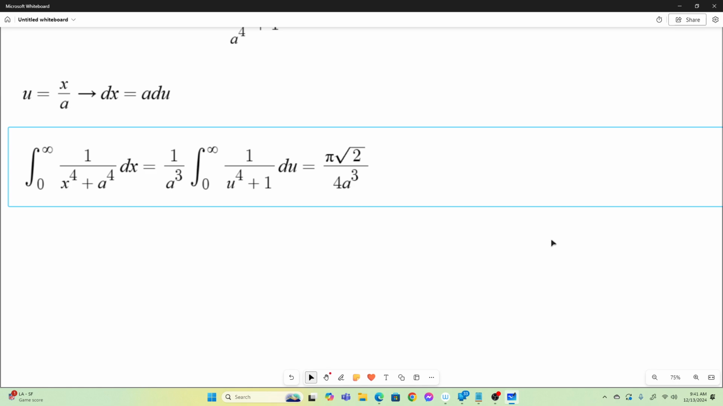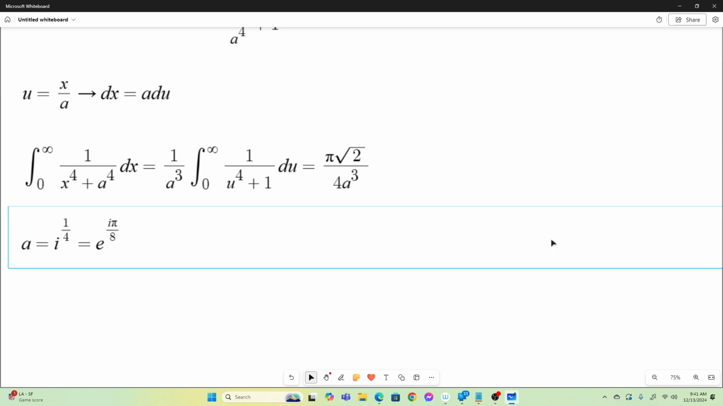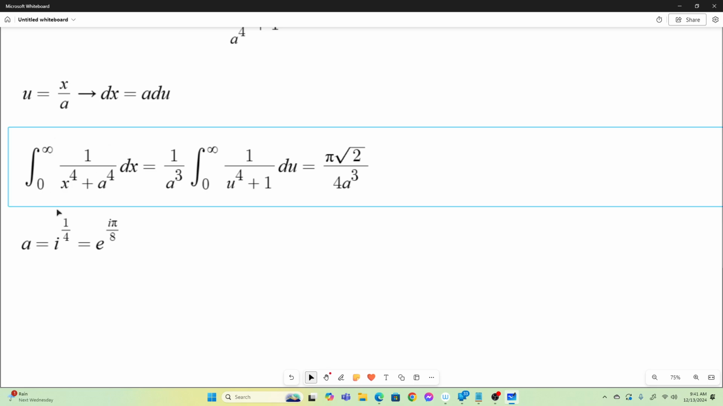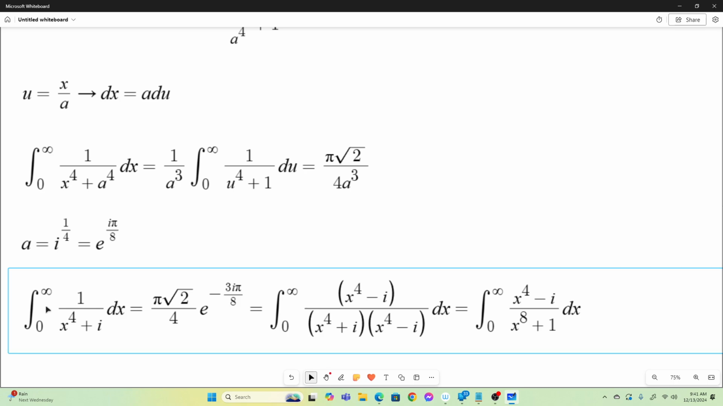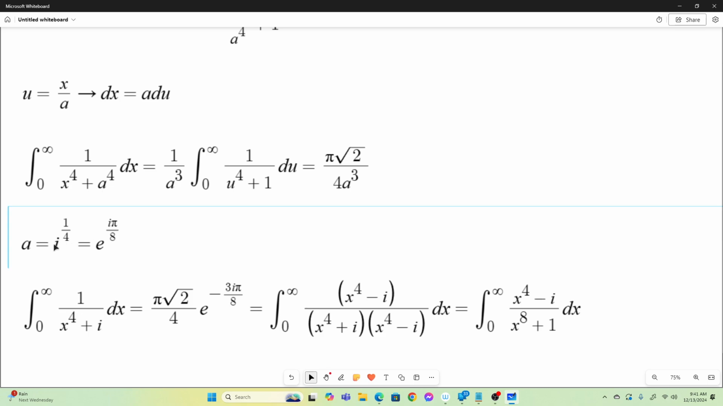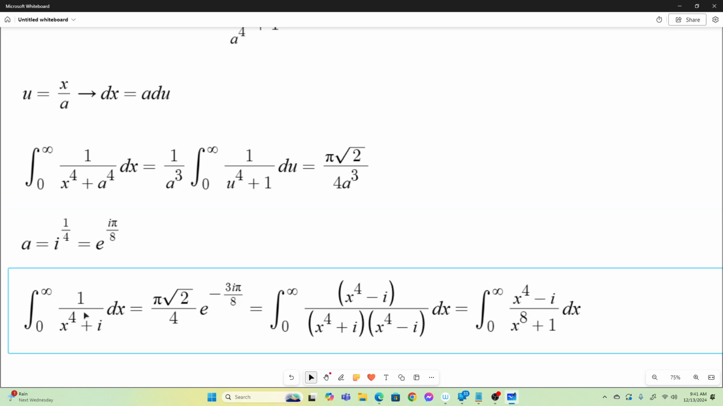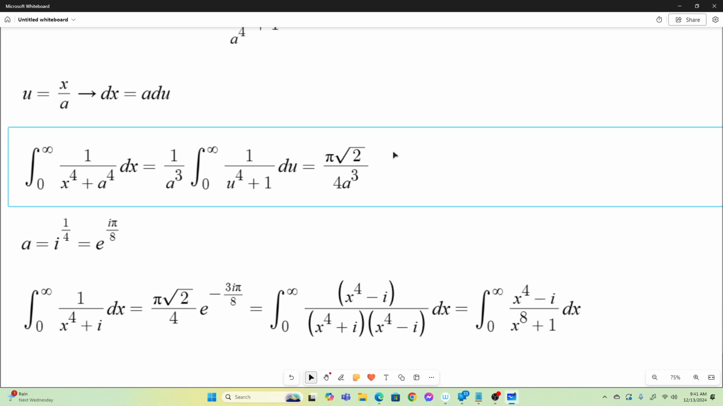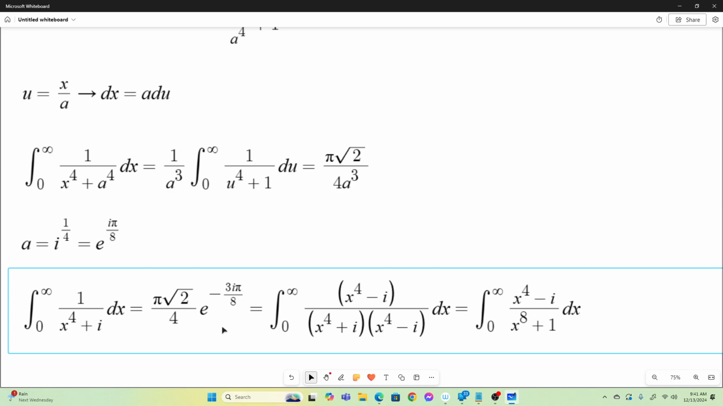All right, what now? Well, let's let a equal i to the 1/4. Now, the principal value of i is e to the i pi over 2. Raising that to the 1/4 will give us e to the i pi over 8. So we're plugging e to the i pi over 8, or just i to the 1/4, the fourth root of i, into this equality. What we get is that the integral from 0 to infinity of 1 over x to the fourth plus i, notice that we plug in a equals i to the 1/4 and then raise it to the fourth power, that's just going to give us i. And then substituting e to the i pi over 8 into this gives us this.